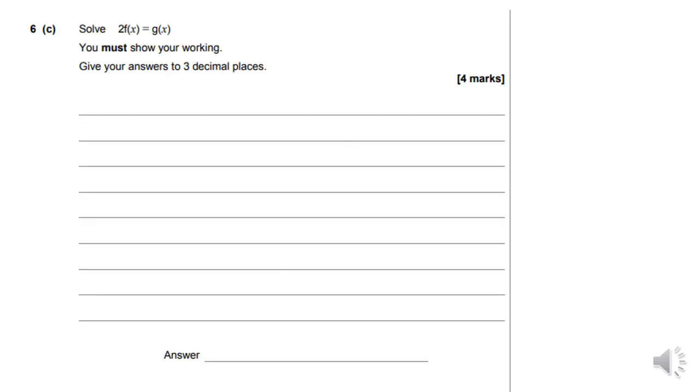This question says solve 2 lots of f of x equal to g of x. You must show your working out. Give your answer to 3 decimal places. Now I think that's a bit of a clue of how we're going to solve this, but I'll come back to that in a second.